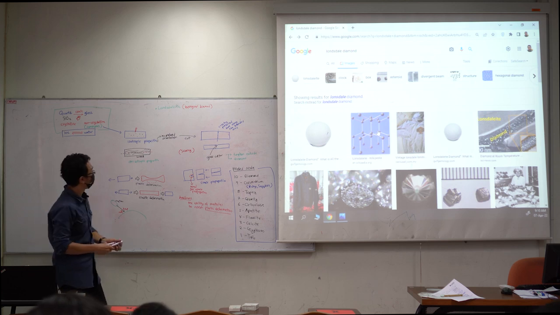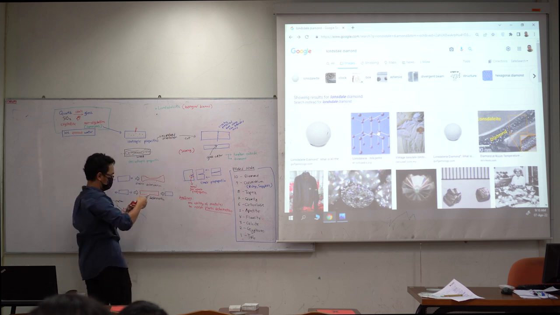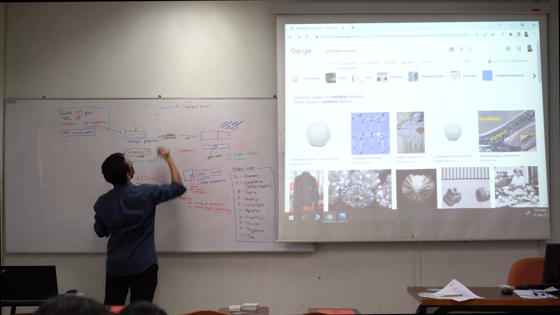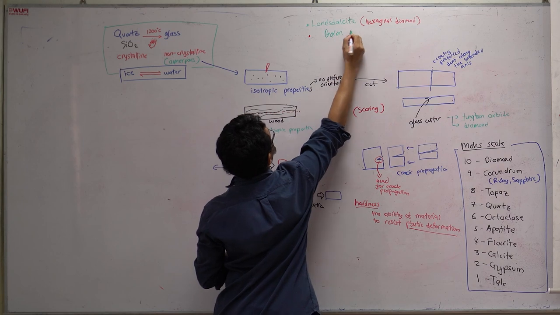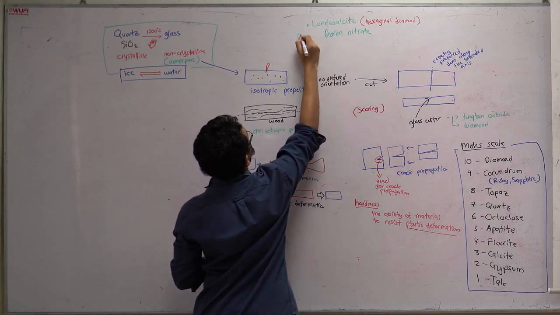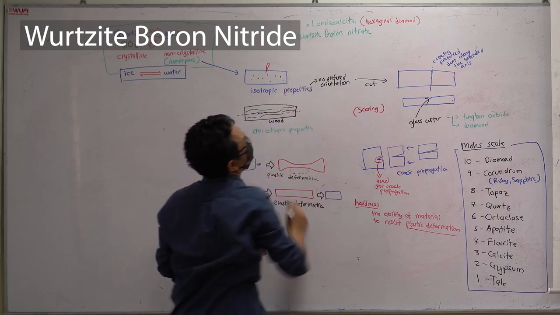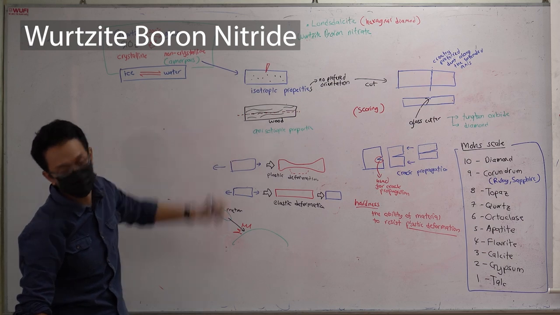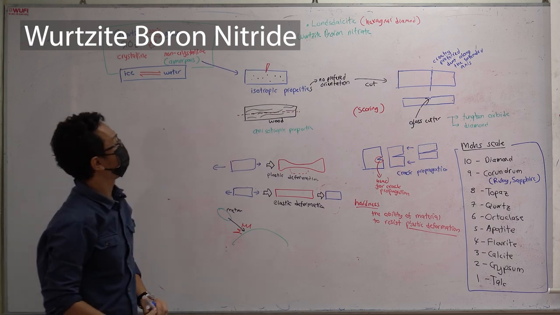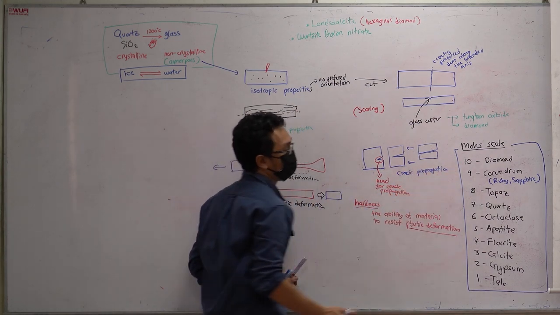You can also have boron nitrate. Boron nitrate is also harder than diamond. Normally they call it wurtzite boron nitrate. Is this just a mineral? It's not synthetic, it's a mineral. Wurtzite boron nitrate. Just to tell you that there are things that are harder than diamond.